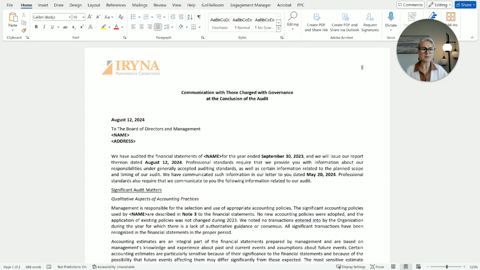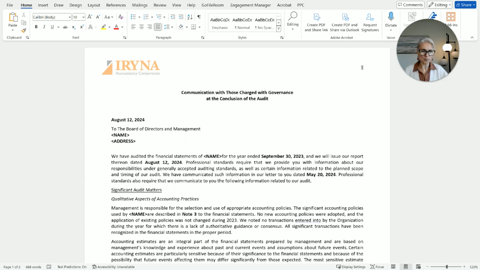So first and foremost, let's talk about the purpose of that letter. This is the letter prepared by the auditor to the board, where the auditor needs to communicate to the governance any significant audit findings that include material weaknesses, significant deficiencies, also any accounting policies, changes in accounting policy, any significant estimates, any disagreements with management, if there are any, and other significant issues that the auditor could have encountered during the audit and believes that governance needs to be aware of.